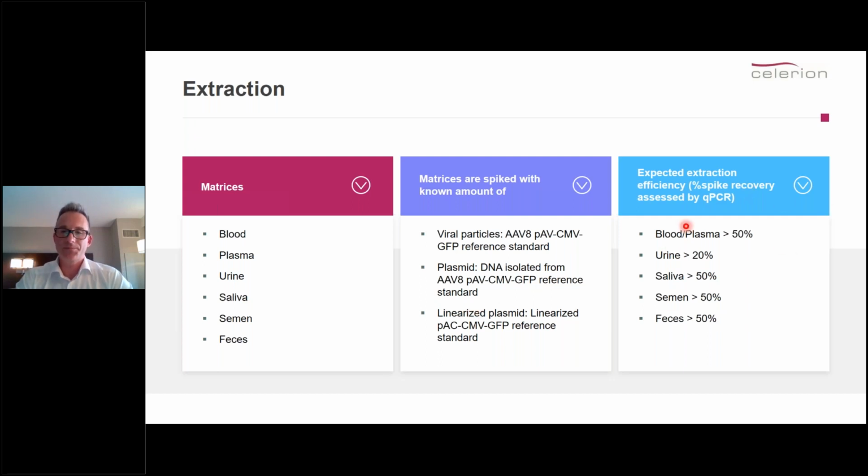The acceptance criteria, I guess for many of you who are not familiar with shedding assays or extraction of DNA, will find these values incredibly disappointing. We'd be happy with more than 50% blood and plasma recovery, urine 20%, which is a known challenge with urine, and then saliva, semen, and feces as well. Over 50% recovery is considered acceptable to move forward. So you've got a method.